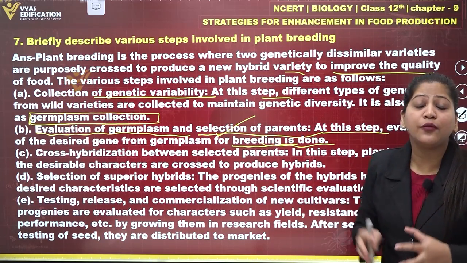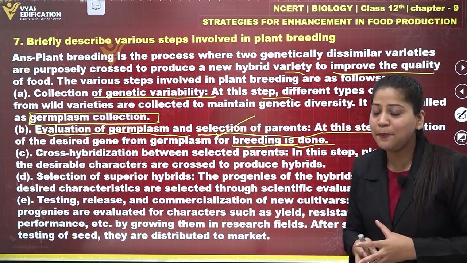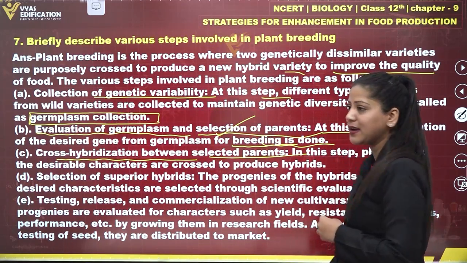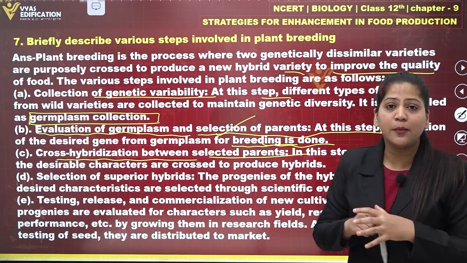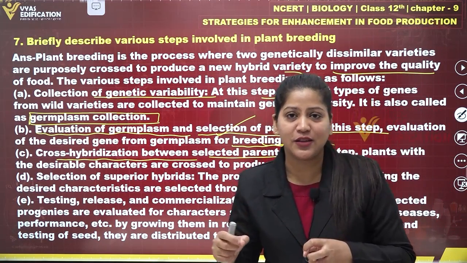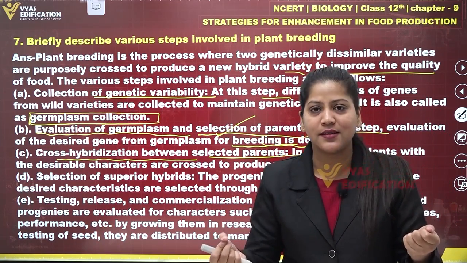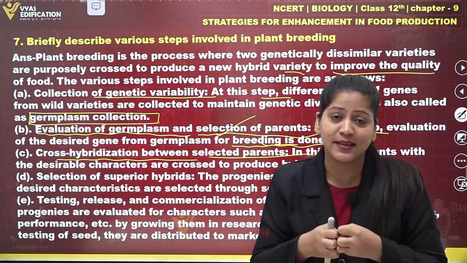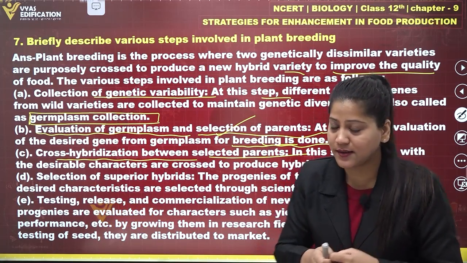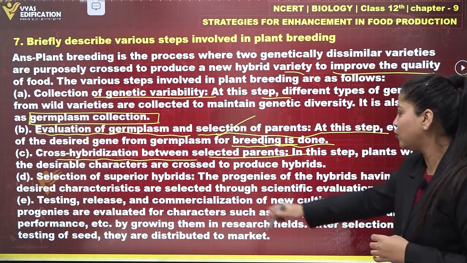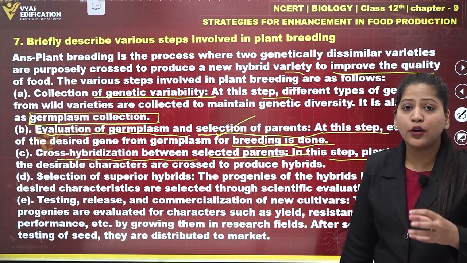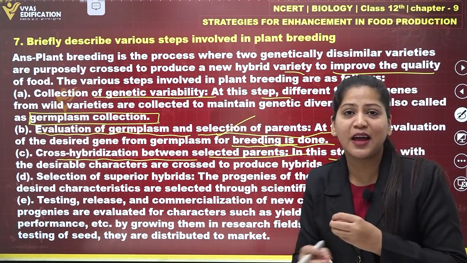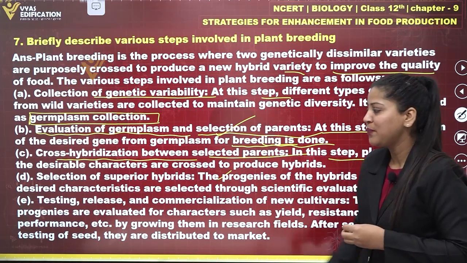After this, the third step is cross hybridization between the selected parents. Of course, when in a germplasm collection we have selected the desirable characters or desirable genes, we have to cross hybridize these parents. So in the third step, we are going to cross the two plants with desirable genes or desirable characters. So this is the third step.